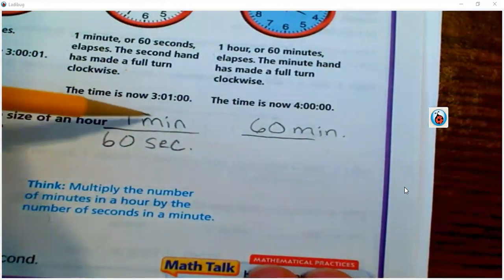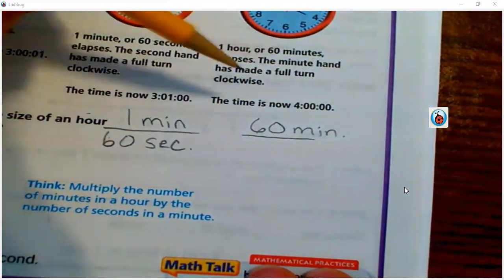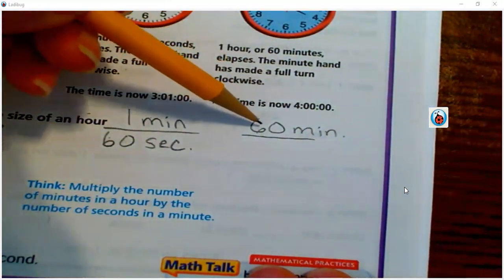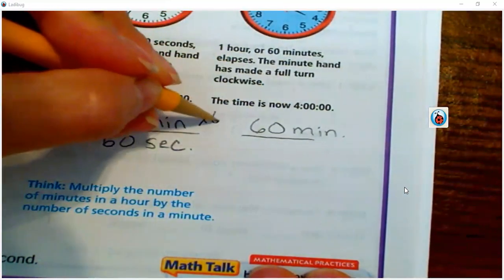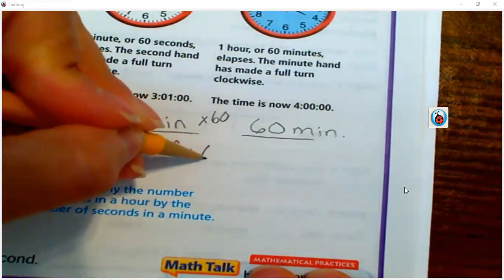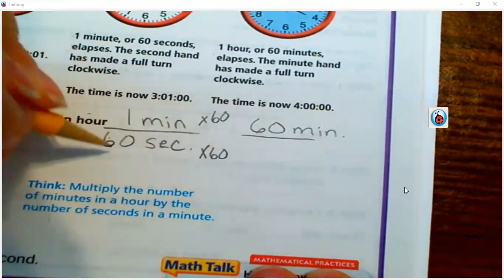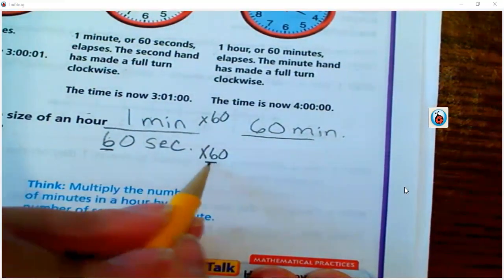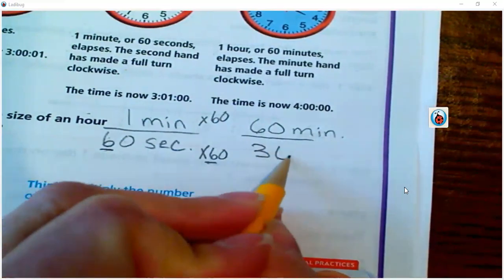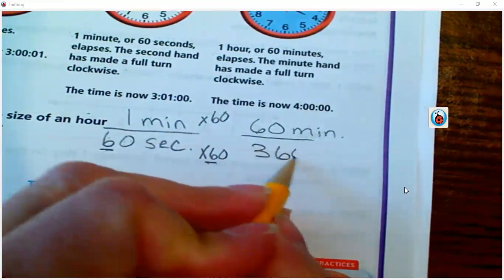So if 1 minute is 60 seconds, if we change that to be 60 minutes, we would do a times 60. We could do a times 60 down here, 60 times 60. Okay, let's use some multiplication skills. What's 6 times 6? It's 36. And then we can't forget to add these 2 zeros onto the end.